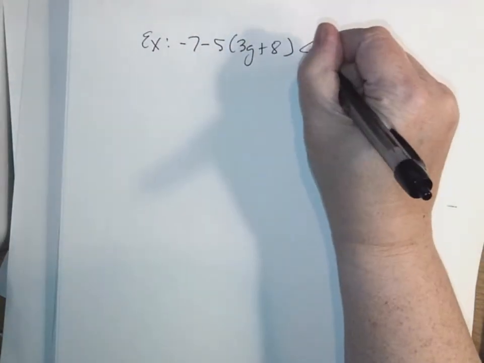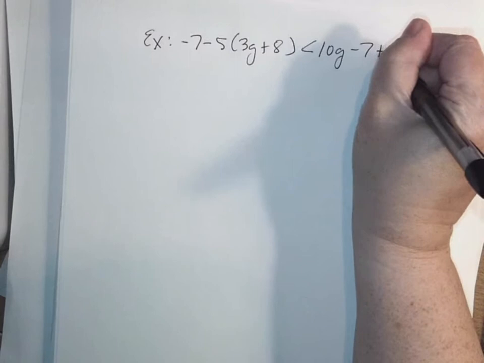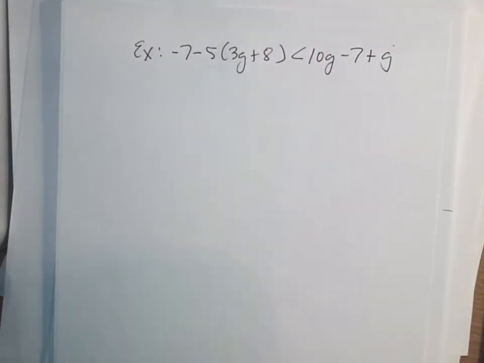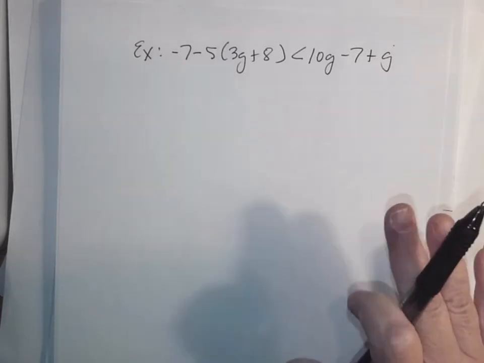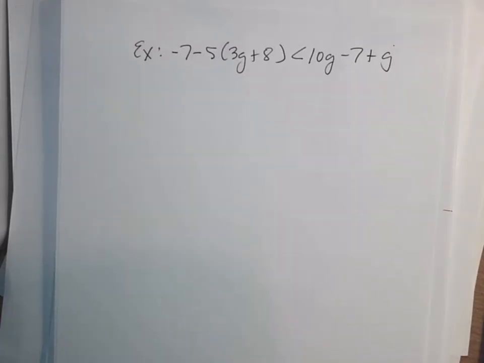All right, so we have negative 7 minus 5 times 3g plus 8 is less than 10g minus 7 plus g. You're going to do the distributive property first, combine those terms together, make less numbers you're viewing. If you have to reverse the sign, don't forget to do that. All right, so pause it. I'm going to wait a few seconds before I continue. And then hopefully you and I will agree on how you solved it.